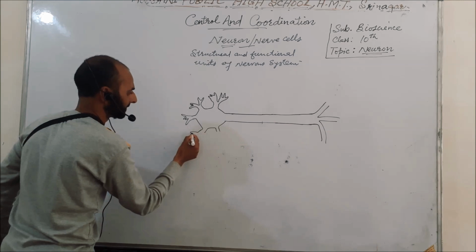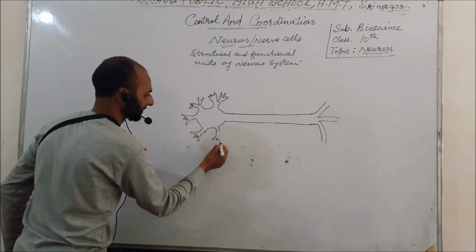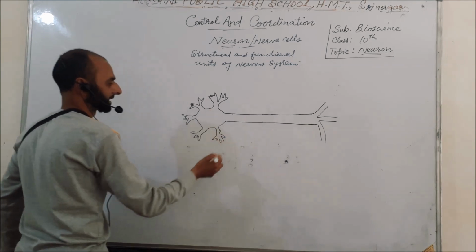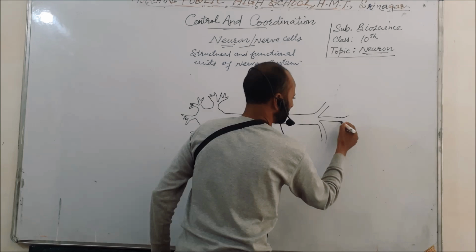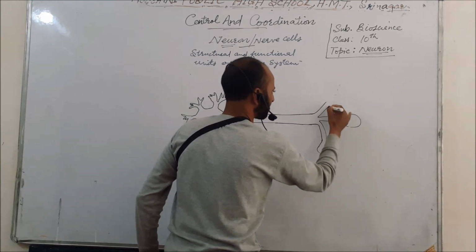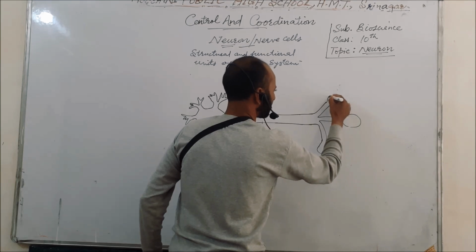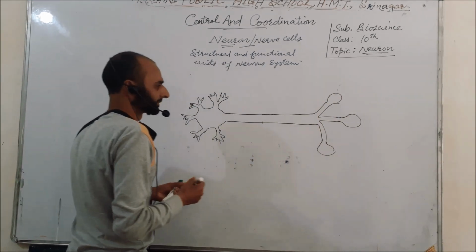These are the branches coming out from this structure. These are the terminal ends of this cell. Remember, it is a single cell. It is a single neuron. I am drawing a single neuron.